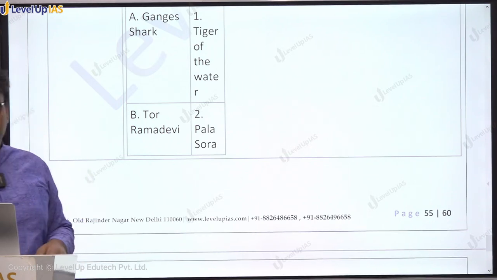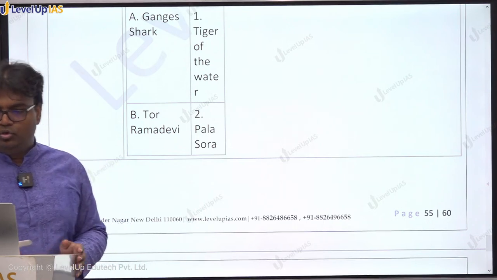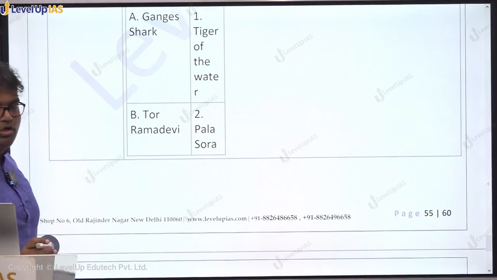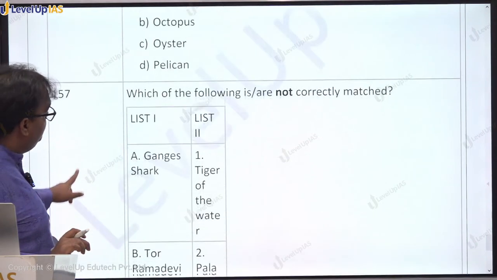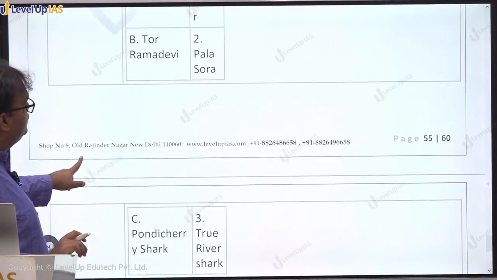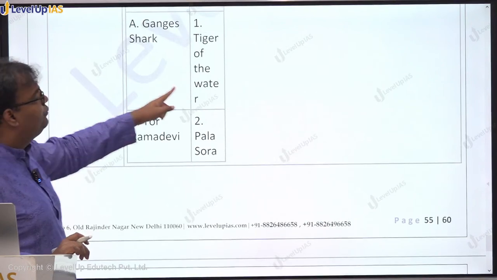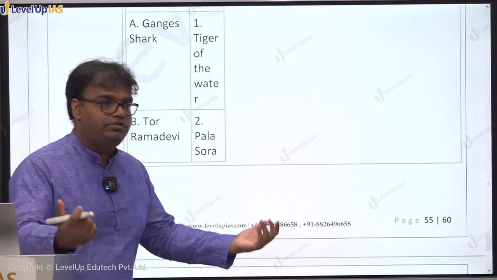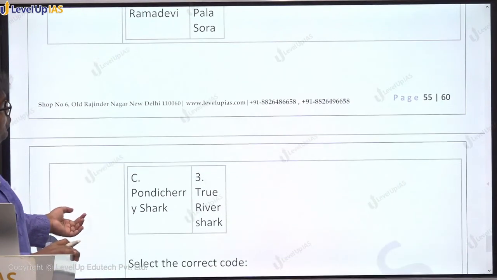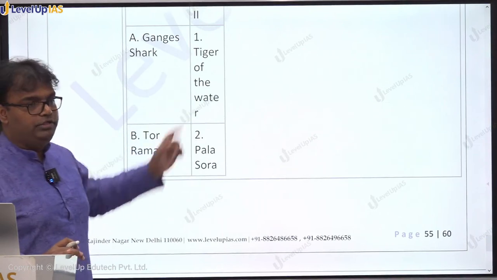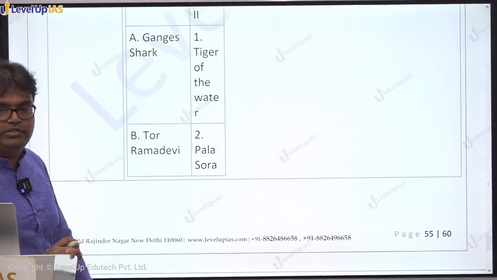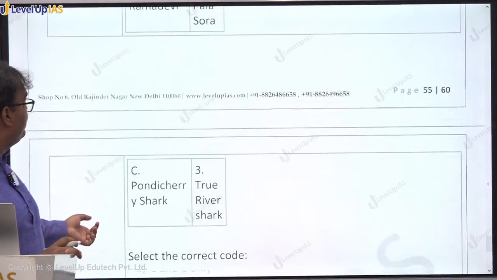Oh no. Ganges shark is True River shark. Taur Ramadevi is tiger of the water. And Pondicherry shark is Palasaur. Okay, okay. All are incorrectly matched. Ganges shark is True River shark. Taur Ramadevi is tiger of the water. This big fish that we had seen, no? Humpback mahseer, that is Taur Ramadevi. And the Pondicherry shark is known as the tiger of the water. So all are incorrectly matched. Answer is D. It asked which is incorrectly matched. Answer is D.